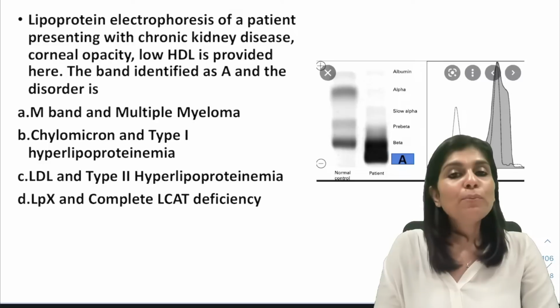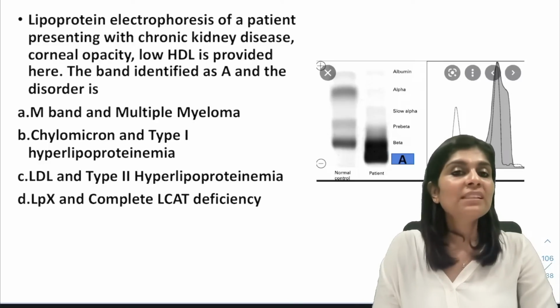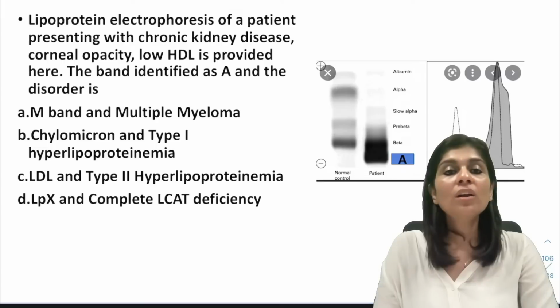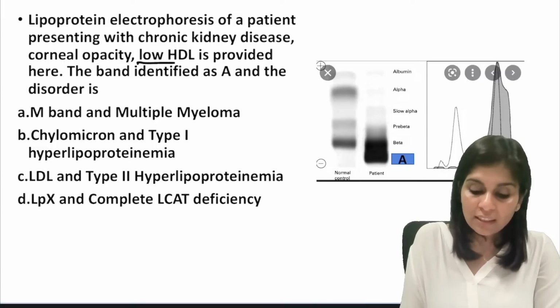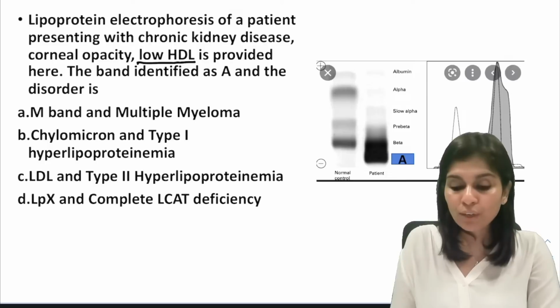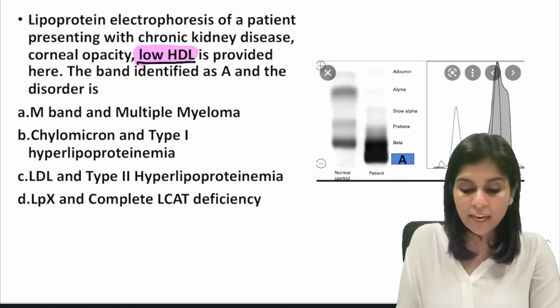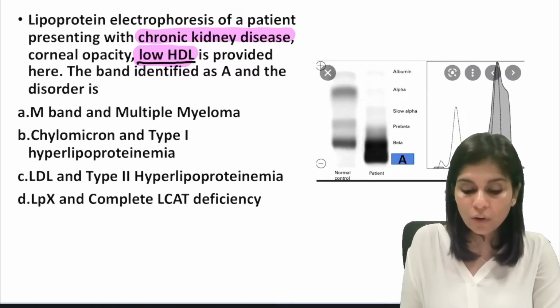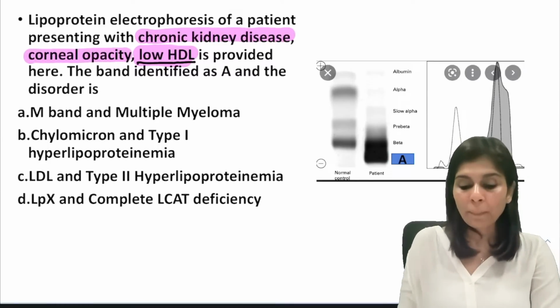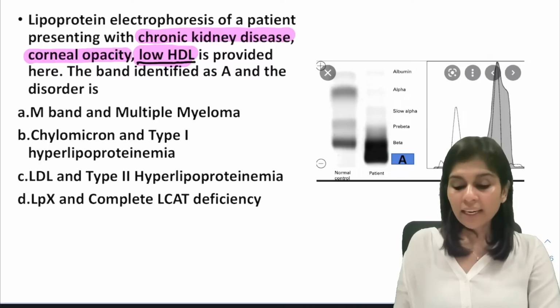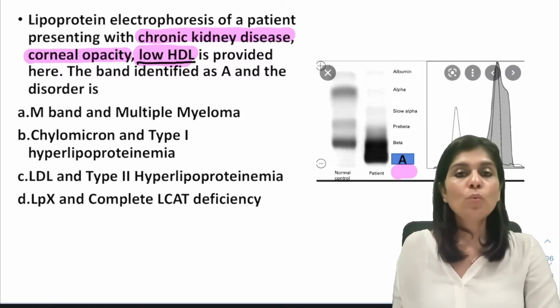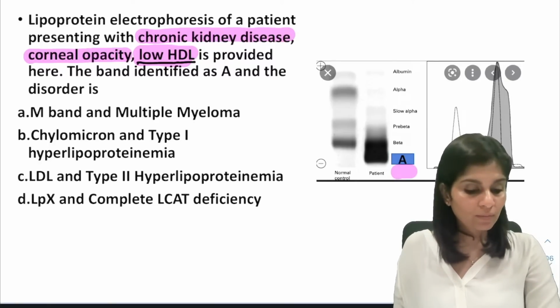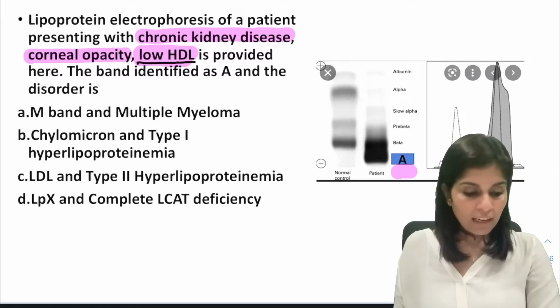Lipoprotein electrophoresis of a patient presenting with chronic kidney disease, corneal opacity, low HDL. Low HDL is hypo-alpha lipoproteinemia, right? The patient is also presenting with chronic kidney disease and corneal opacity. The band identified as A. They are asking you what is this A due to? Chylomicron. Very good, Titir Surai.